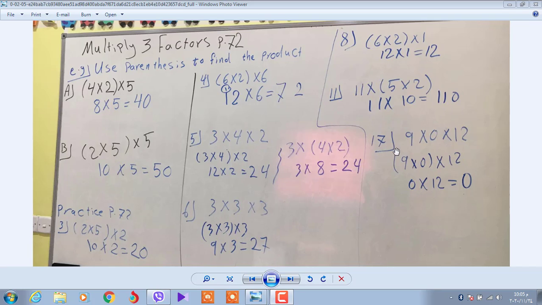In question 17 you have 9 times 0 times 12 equals what? 9 times 0 equals 0, and 0 times 12 equals 0, students. Because we have 0, the answer equals 0. I think that's enough for this lesson.